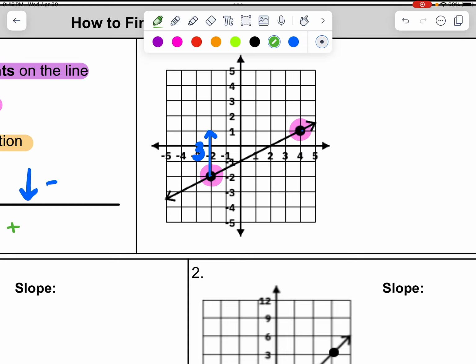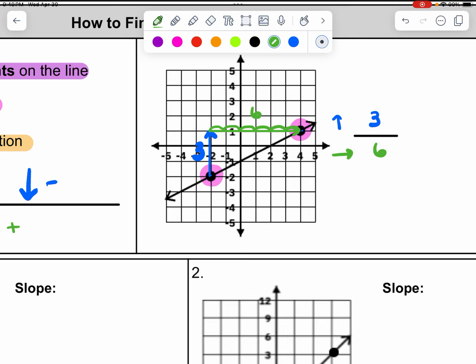Then we look at our run. Our run is how many spaces we need to go sideways. In this case, we need to go sideways 1, 2, 3, 4, 5, 6 spaces. So our slope fraction would be the rise, which is 3, divided by the run, which is 6.